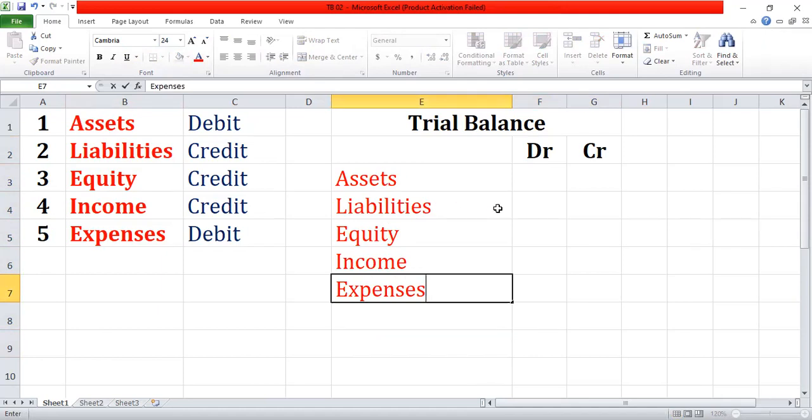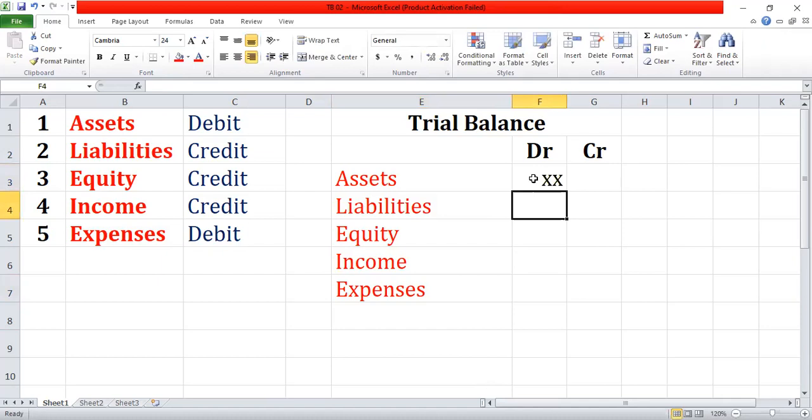If you recognize a balance of an asset, that balance should be recorded in the debit column. Debit column. Okay? Because the normal balance of assets is found on the debit side, and the liabilities in the credit column. Equity, credit column. Income in the credit column. But expenses will be recorded in the debit column.